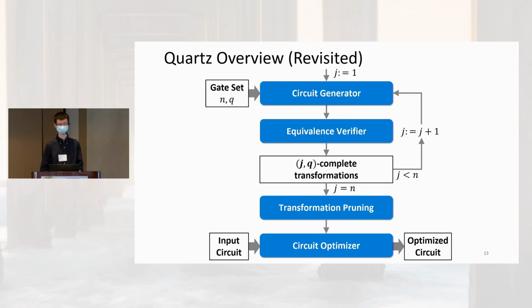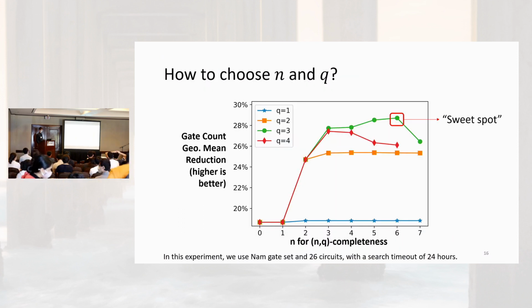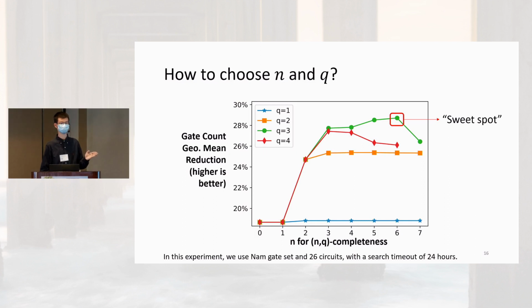Super cool work. I have a question. I didn't understand what the 24-hour timeout meant. Was that the time to actually optimize a program, up to 24 hours? Because you said 3 hours to generate. Yes, the search timeout of 24 hours is for each circuit. We let the optimizer run 24 hours for that.